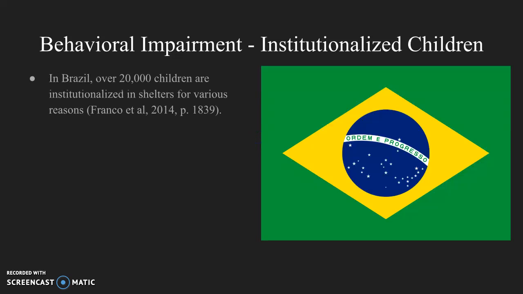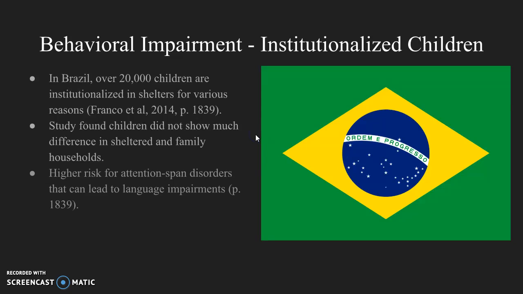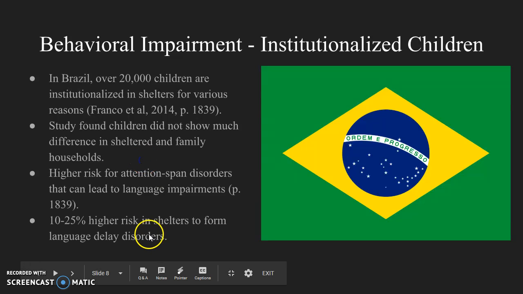In a case study in Brazil, over 20,000 children are seen institutionalized in some form of shelter for various reasons. The study found that children did not show much difference in sheltered and family households when it came to reactionary and expressive testing. However, children within the shelters were at higher risk for attention span disorders, which can in turn lead to language impairments. In fact, there was roughly a 10 to 25% higher risk of forming some form of language delay or disorder when living in a shelter.